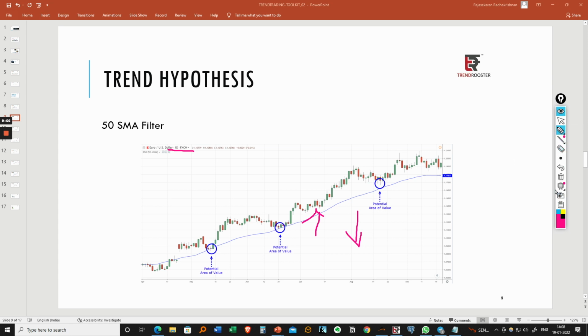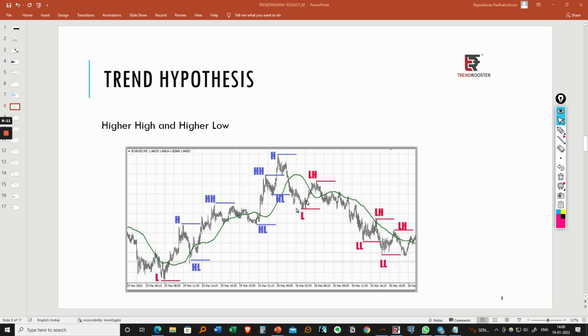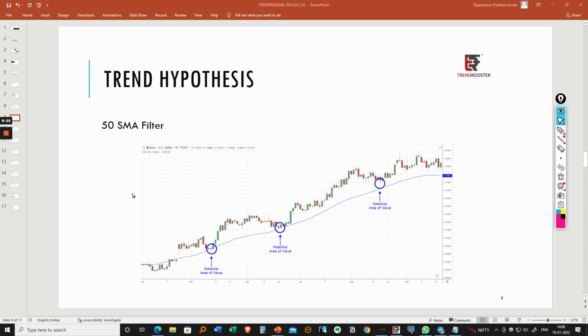Okay, but higher high, higher low is not that easy to backtest. You have to apply every time a higher low, or some kind of fractal indicator, and we have to do a backtest. But here in this case, you just apply the 50 period simple moving average, and you will know that the market is above the 50 period SMA, so the market is trending up, or the market is trending down. And it is pretty easy to do the backtesting.